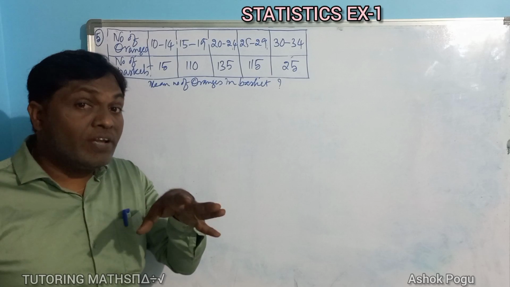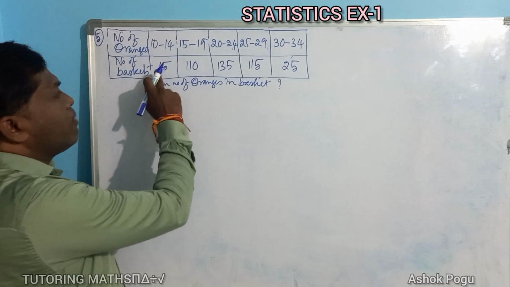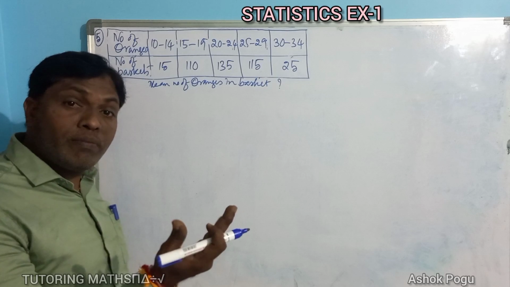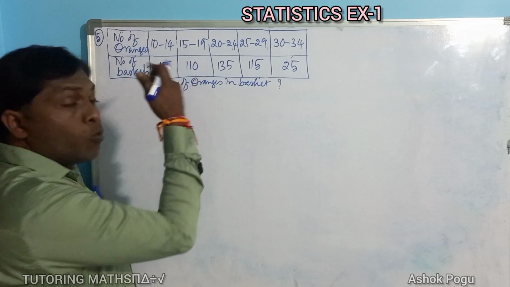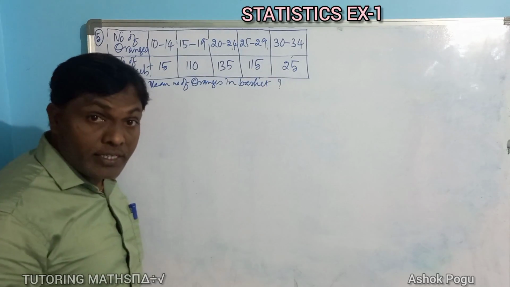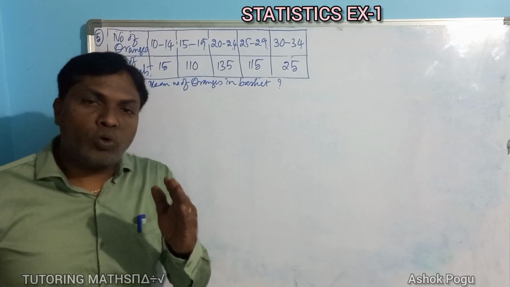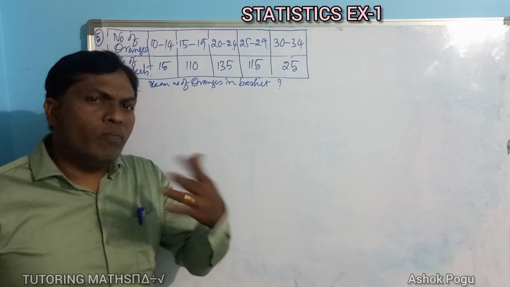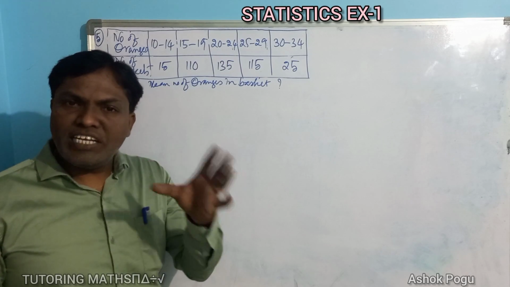Already I told you which method we have to adopt. That depends on your decision. First of all, observe this number of baskets. Number, that is nothing but quantity. Quantity is denoted by frequencies fi. So observe the frequencies: 15, 110, 135, 115 and 25. The figures are somewhat big in size, so they are bigger values. So better to avoid the direct method or assumed mean method. The best method is the step deviation method.